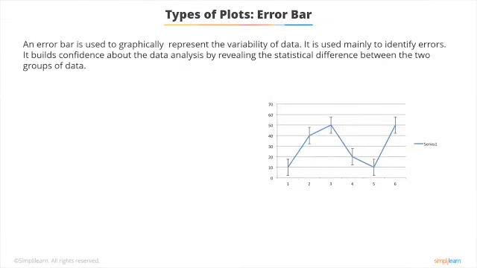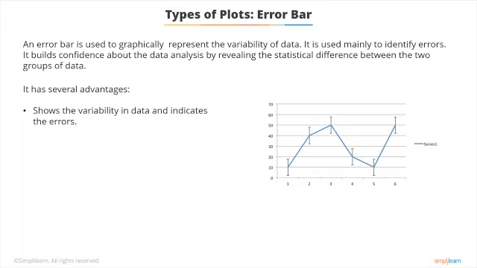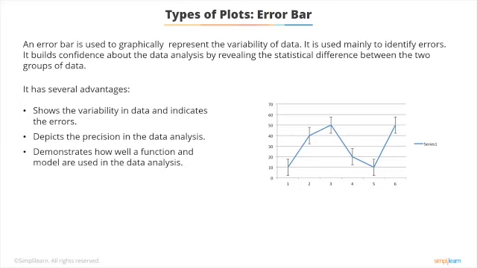Error bars. An error bar is used to show the graphical representation of the variability of data. It's used mainly to point out errors. It builds confidence about the data analysis by revealing the statistical differences between two groups of data. It has several advantages. It shows the variability in data and indicates the errors. It depicts the precision in the data analysis. It demonstrates how well a function or a model is used in the data analysis. It defines the underlying data.